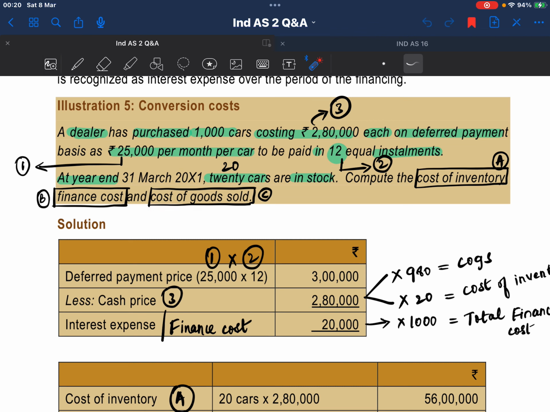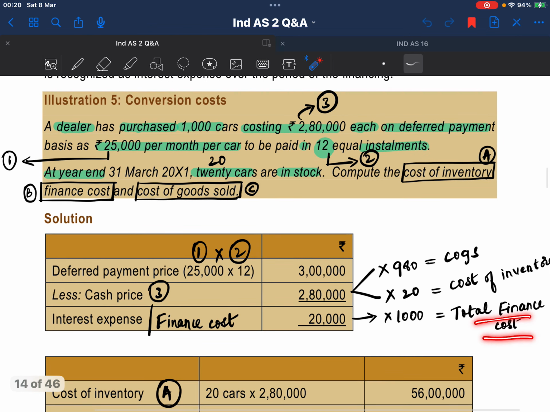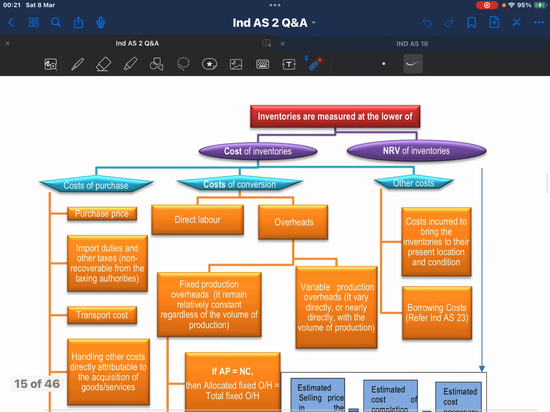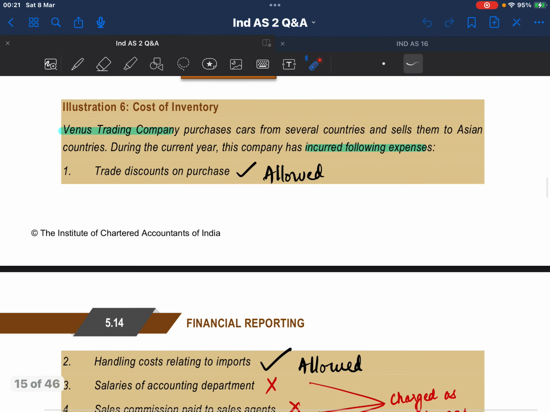Solution: deferred payment. The total deferred payment minus the cash price gives the interest expense. Now computing finance cost, this 20,000 multiplied with 1000 total cars gives total finance cost. This 2,80,000 is bifurcated in two parts. The cash price, which is multiplied with 980, gives cost of goods sold. When this is multiplied with 20, it gives cost of inventory. The rest is finance cost.